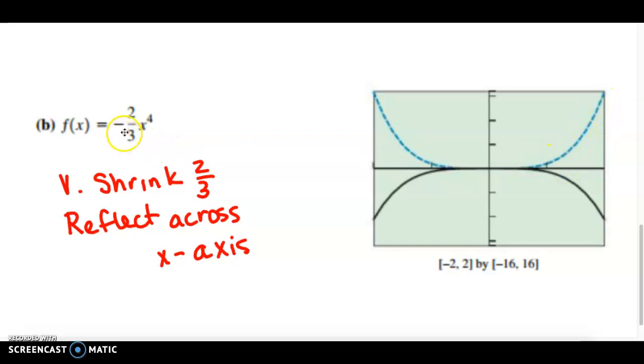But then if we throw a constant of variation of negative 2/3 on the front, we know that's a vertical shrink of 2/3 and a reflection across the x-axis. So it's going to widen out a bit and get reflected across the x-axis.